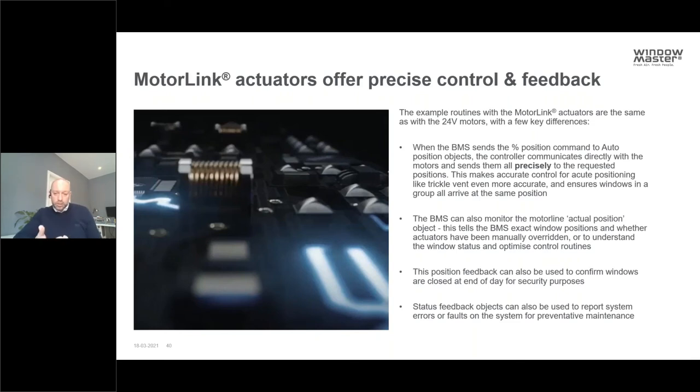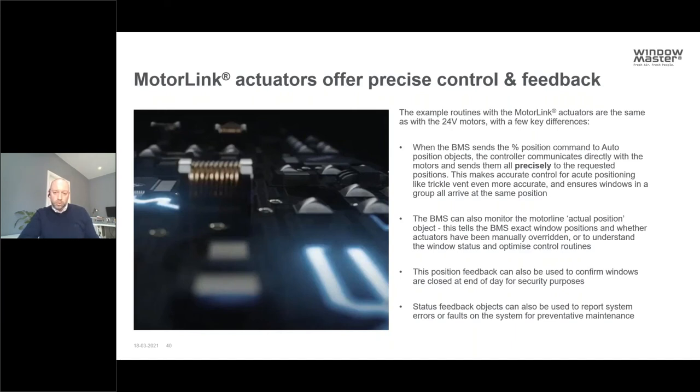The other benefit of two-way communication with the actuators is that we can monitor the window positions. We can monitor the actual position object on the motor-link, and that will tell the BMS the exact window positions and whether the actuators have been manually overridden. And that helps us to understand the operation of other systems, like heating. For example, if you've got the heating on and people are continually overriding the windows open, that would suggest we have the opportunity to dial down the heat setting, turn the heating off, and save some energy. Equally, we can stop them from overriding windows by using the max position command when we want to mechanically ventilate the spaces.